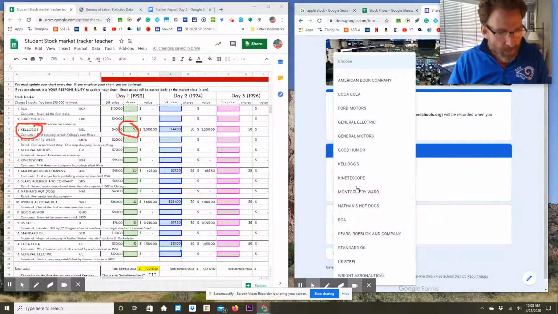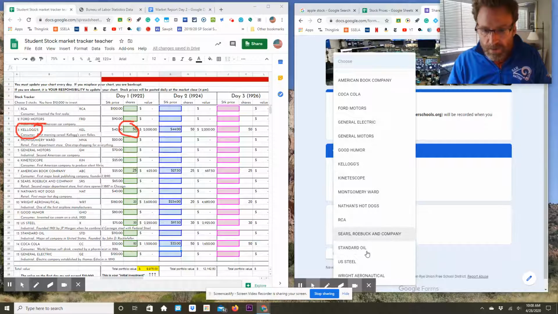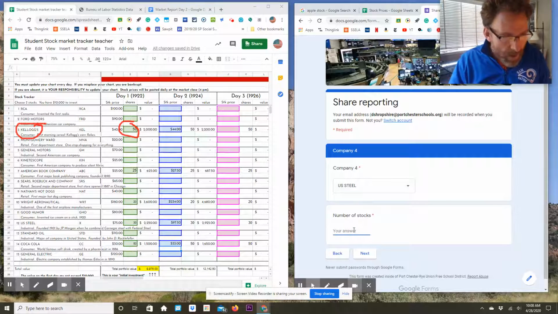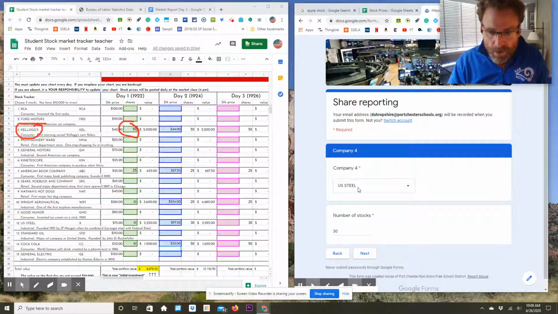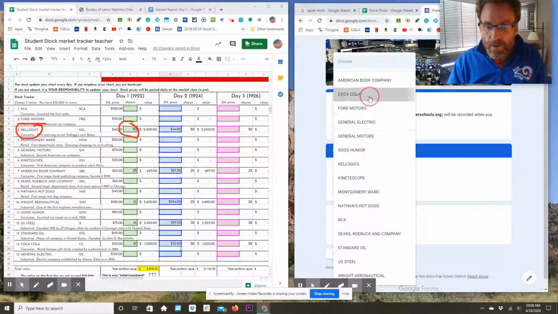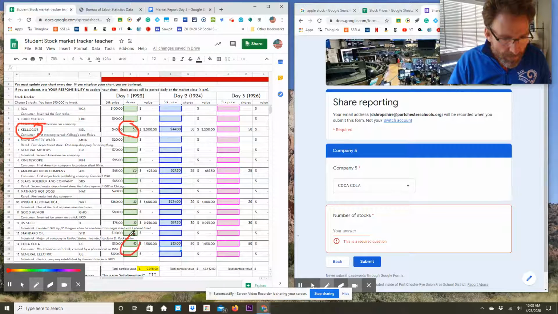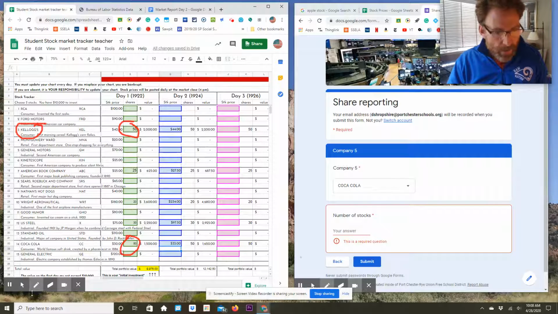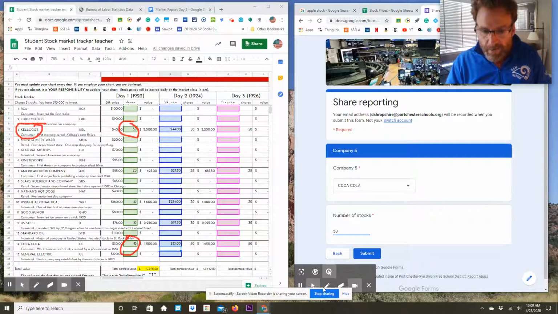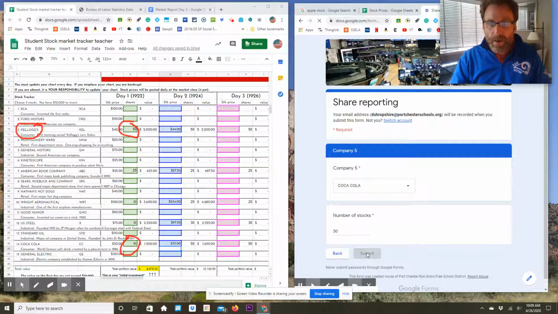All right, skipping forward, I'm down to now U.S. Steel. U.S. Steel is here. I bought how much? I bought 30 shares of U.S. Steel. And finally, Coke. And I'm going to buy Coke. The number of stocks I bought for Coke, you'll see over here, I bought 50 shares of Coke. I know that. All right, click, 50. And then finally, make sure, boys and girls, you hit submit. Submit. All right, that's done.